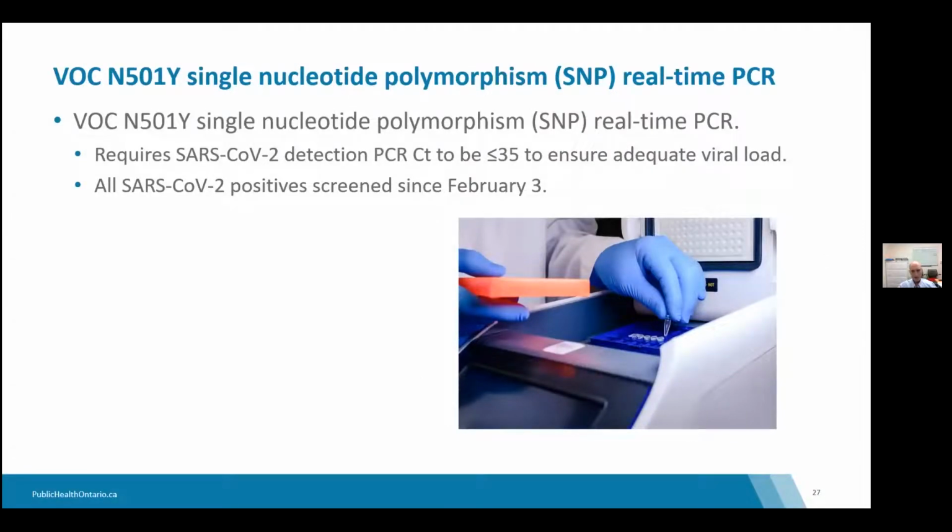In Ontario, the first test that we implemented, designed by one of our research technicians, Reza Sagi, was a real-time PCR target that is more specific and directed specifically at the 501Y mutation. It's termed a single nucleotide polymorphism real-time PCR. It is a bit less sensitive than our SARS-CoV-2 detection assays, so it requires the CT value to be 35 or below. We have been screening all SARS-CoV-2 positive samples in the province since February the 3rd. At least that is the goal, screening as many as possible that meet our CT criteria. Next slide, please.